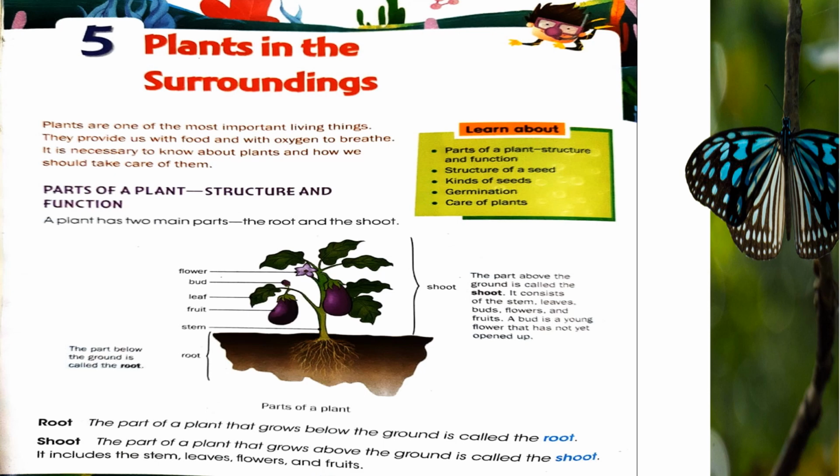Parts of a plant: structure and function. A plant has two main parts: the root and the shoot. In the image, you can see the part below the ground is called the root. Flower, bud, leaf, fruit, stem, and the root. So, what is root? The part of a plant that grows below the ground is called the root. What is shoot? The part of a plant that grows above the ground is called the shoot. It includes the stem, leaves, flowers, and fruits.